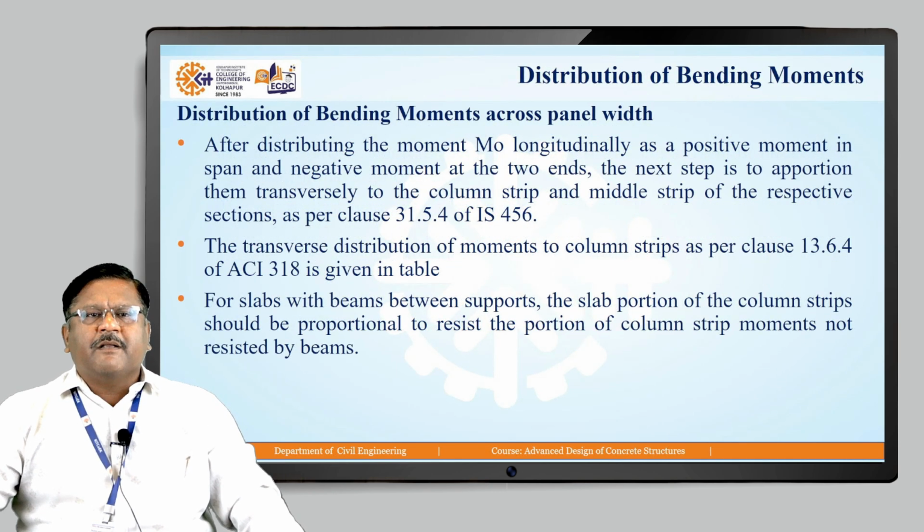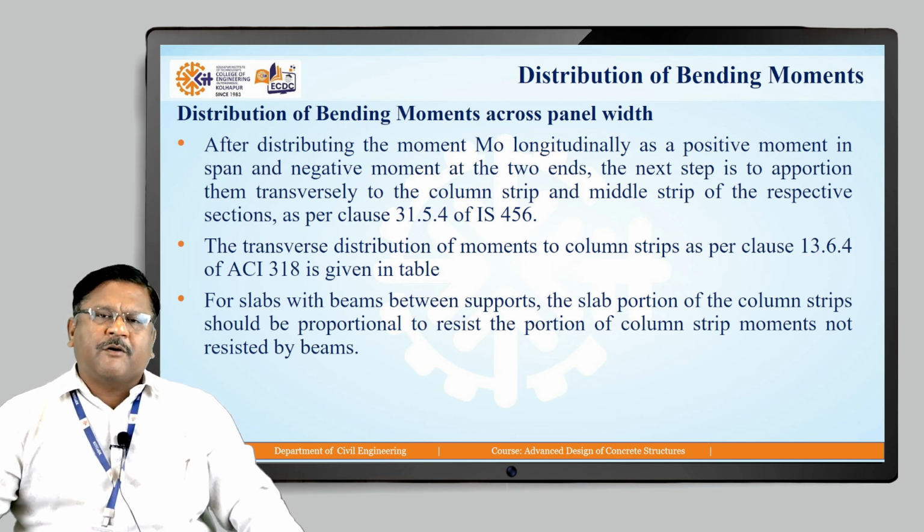Now, in this equivalent frame method, how to distribute the bending moment across the panels. After distributing the moment longitudinally as a positive moment in span and negative moment at the two ends, the next step is to apportion them transversely to the column strips and middle strips. Means first of all you calculate the longitudinal moments as positive moments and negative moments, and then apportion those moments in the transverse direction into column strips and middle strips.